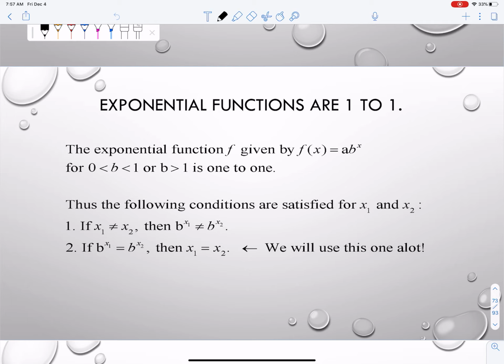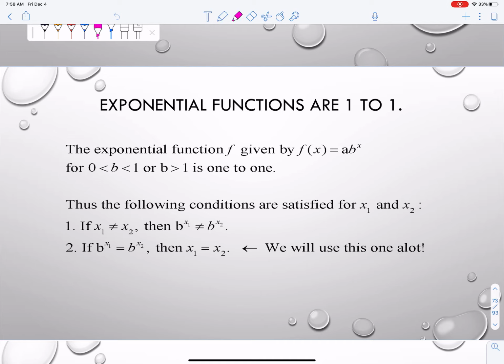So just a quick reminder that exponential functions are one-to-one. So if I have an exponential function that meets the definition, meaning I have a positive base, and so forth, the following conditions are true for x1 and x2. If x1 does not equal x2, then b to the x sub 1 does not equal b to the x sub 2, assuming I have the same base on each side of my equation. However, if I have the same base, b to the x sub 1 equals b to the x sub 2, then the only way that this is true is when x1 equals x2.